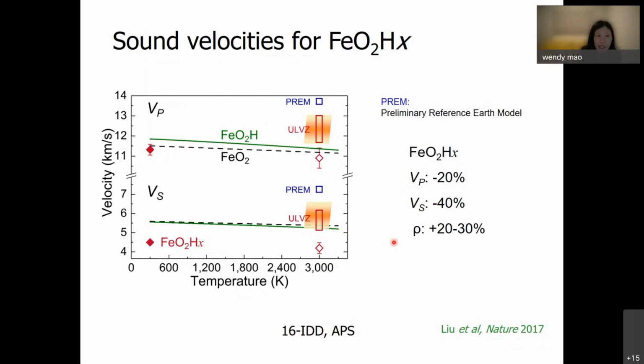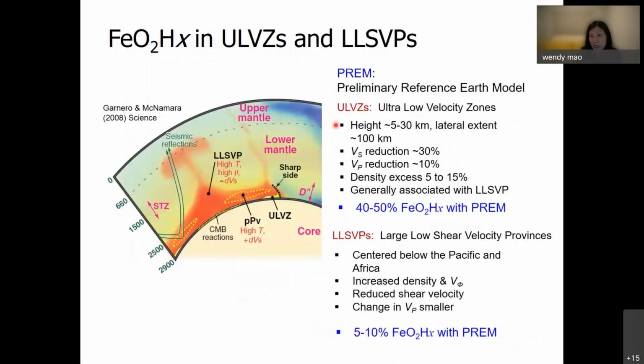And so what that means is that if you mixed 50% of this iron peroxide with 50% average mantle, this would give you velocities consistent with seismic observations found in ultra-low velocity zones. And if you mix 5 to 10% of the iron peroxide with, again, average mantle, this could match large low shear velocity provinces. So it doesn't prove that it's there, but it does have the right properties that you could match the seismic observables.